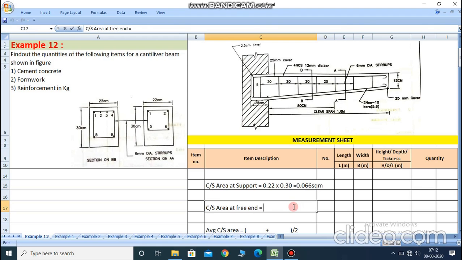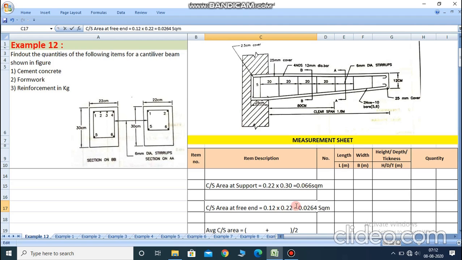Similarly, the cross section area of the free end. We calculated this portion's cross sectional area, and now we calculate the cross section area for this portion. Here 12 centimeter thickness is given and 22 centimeter width is given. So 0.12 multiplied by 0.22, and we got the answer 0.0264 square meter.